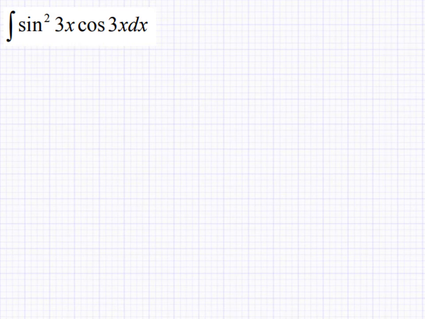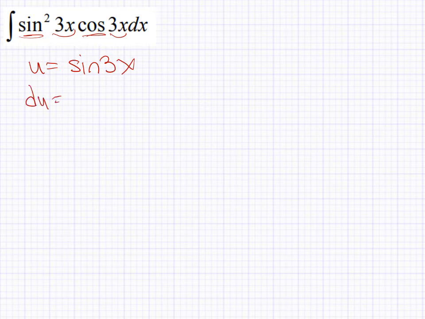Here's a couple more. This one's very closely related to the last one, but I got a little bit more happening here because now there's a 3x and a 3x. I also swapped out my sines and cosines the other way. So we use the same tactic. We're going to let u equal, in this case, sine, but it's now sine 3x. So just make sure you find the derivative correctly.